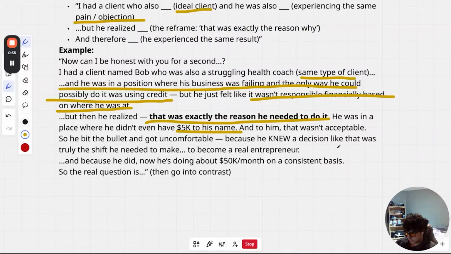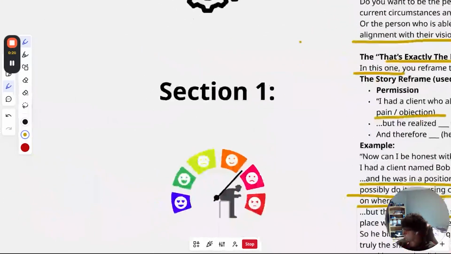Because he knew a decision like this was truly the shift he needed to make to become a real entrepreneur. Because he did, now he's doing about 50K a month on a consistent basis. So the real question is, do you go into contract, this or no one?